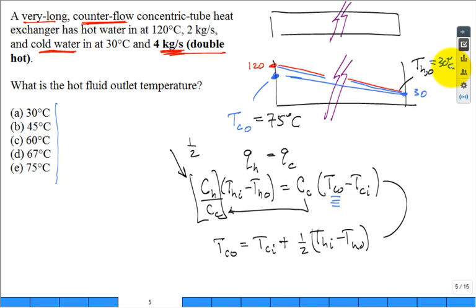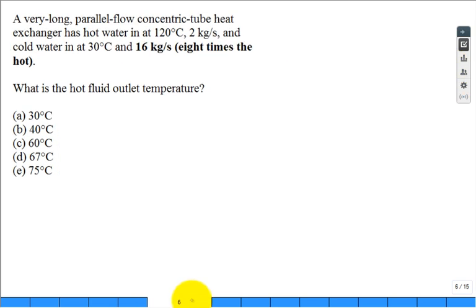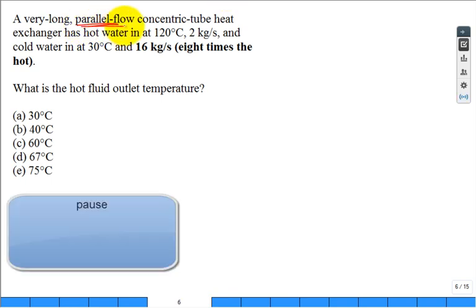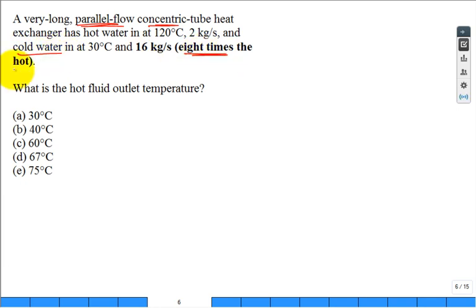You ready to play this game some more? Very long. Parallel flow. Concentric tube. This time the cold water flow rate is 8 times the hot. 8 times the hot. We really turned up the pumps on the cold side. So what is the hot fluid outlet temperature? I'm going to pause and let you work on it.